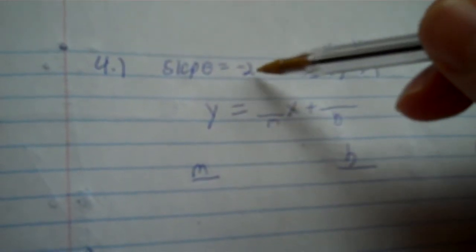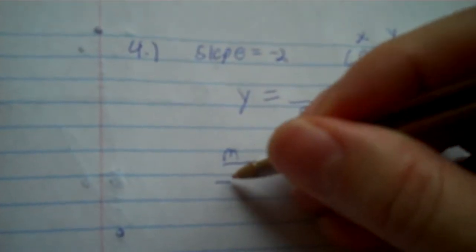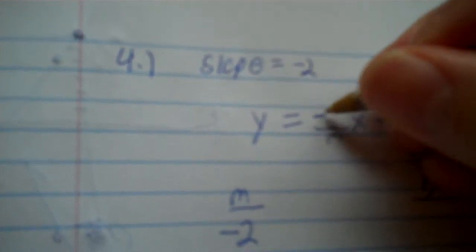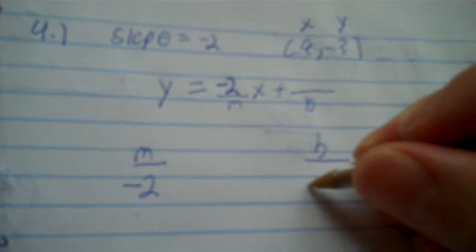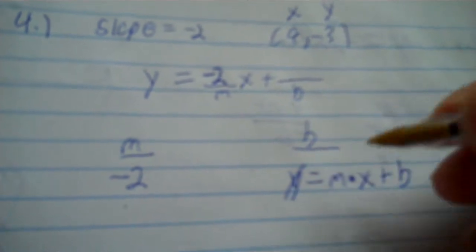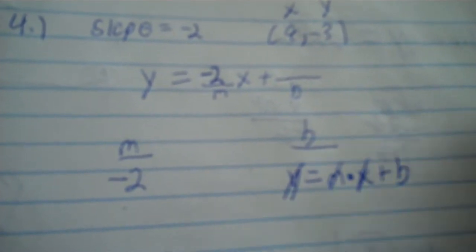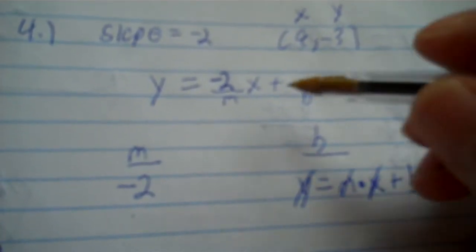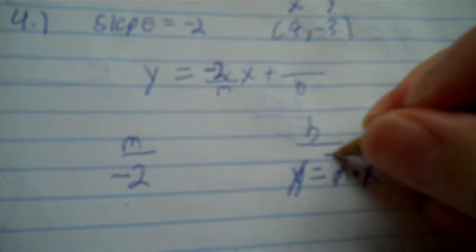Well, the m I know. If I know the slope, I know the m. So -2 is my m. Let's put it on here, it's easier. Okay, so not hard to get the m on that problem. Then b, you write y equals m times x plus b. Now I cross everything out but the b. Now the m is a -2, okay?